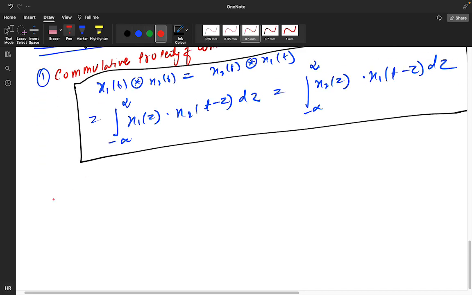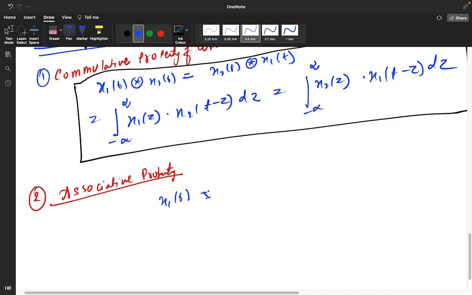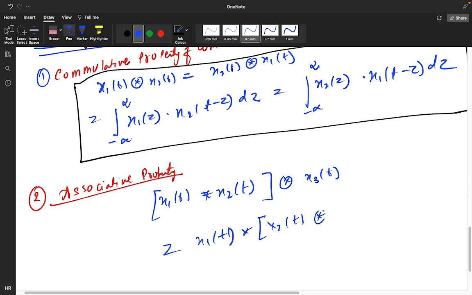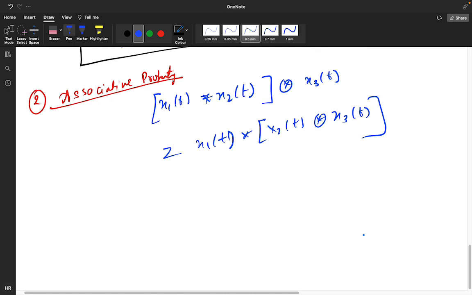The second property is the associative property. What is the associative property? x1 of t convoluted with x2 of t, convoluted with x3 of t, can be written as x1 of t convoluted with the convolution of x2 of t and x3 of t. So this is the associative property.